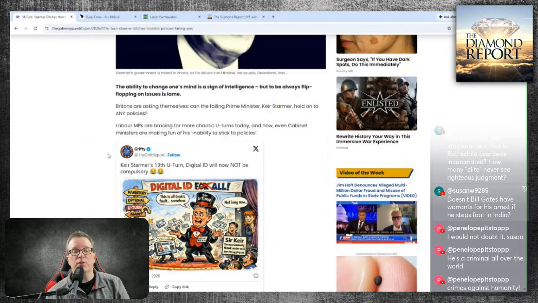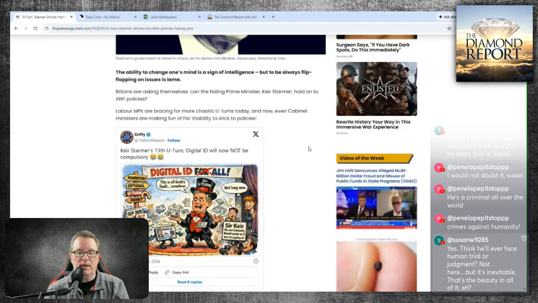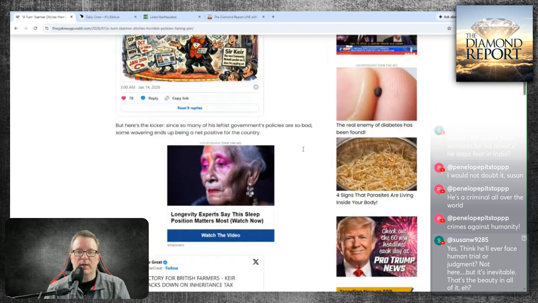The ability to change one's mind is a sign of intelligence, but to be always flip-flopping on issues is lame. Britons are asking themselves, can the failing Prime Minister Keir Starmer hold on to any policies? Labour MPs are bracing for more chaotic U-turns today, and now even cabinet ministers are making fun of his inability to stick to policies. But here's the kicker. Since so many of his leftist government's policies are so bad, some wavering ends up being a net positive for the country.